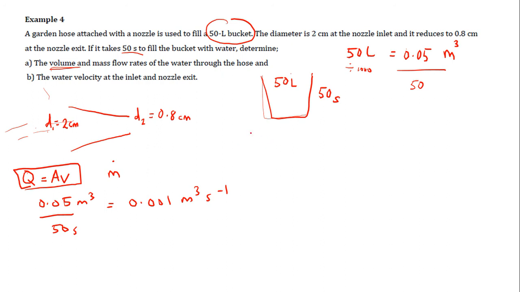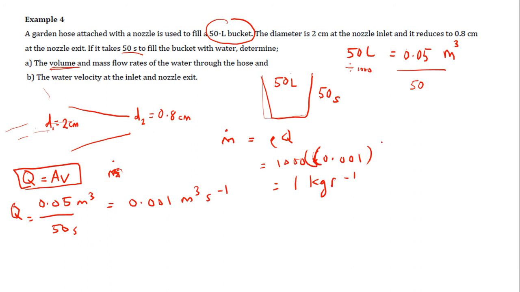So how about mass flow rate? So this is Q. What did you do with mass flow rate? Rho Q. Just times rho. And it is water, 1000. 1000 and 0.001. 1 is the answer, right? 1 kg per second.